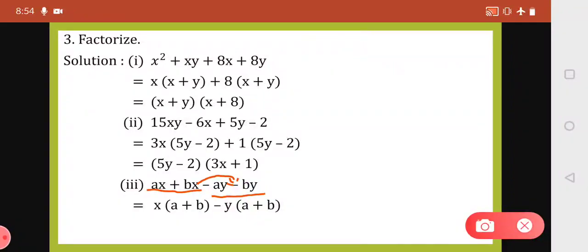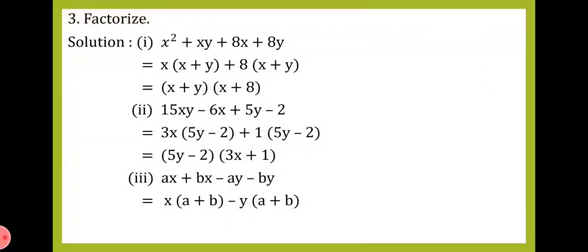Wherever there is a minus sign in between two groups, the sign inside the second bracket will change. You have to remember this thing. So minus minus will become plus. So we will get from the first group x common, a plus b, minus in the second group we will get y common and again a plus b. Again we can see a plus b is same in both the terms, so we will take out a plus b and next we will write in another bracket, that is x minus y. So the factorization of the given expression is a plus b into x minus y.